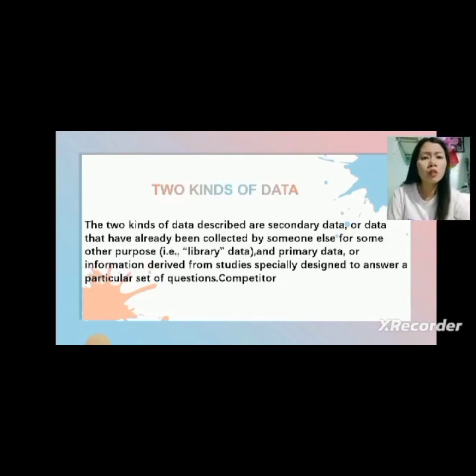Two kinds of data. The two kinds of data described are secondary data, or data that have already been collected by someone else for some other purpose, and digital and library data, and primary data, or information derived from studies specially designed to answer a particular set of questions about a competitor. Ang two kinds of data, ito yung mga example, ang mga website ng patunggali. Ito yung mga patagong operasyon na pagpapanggap bilang isang customer.